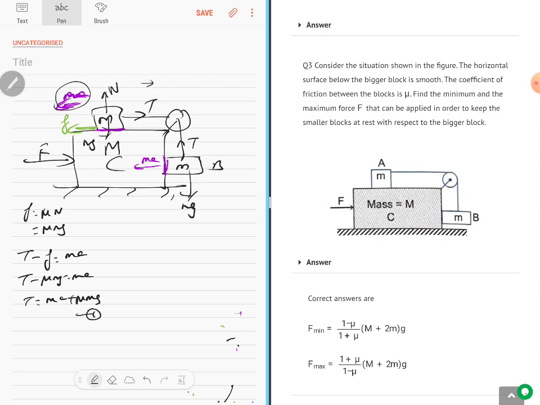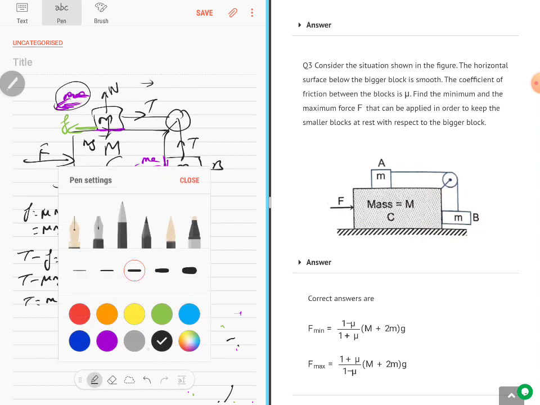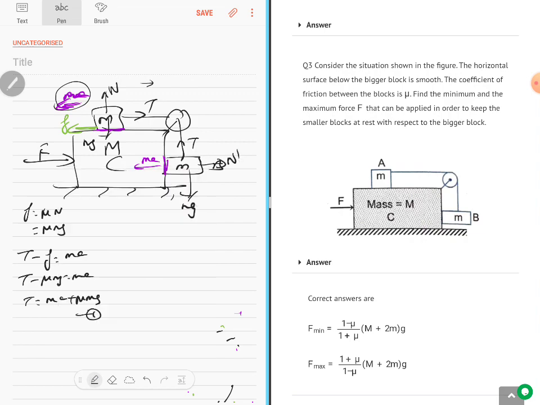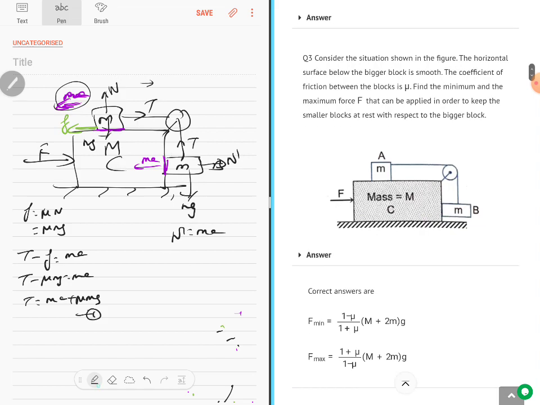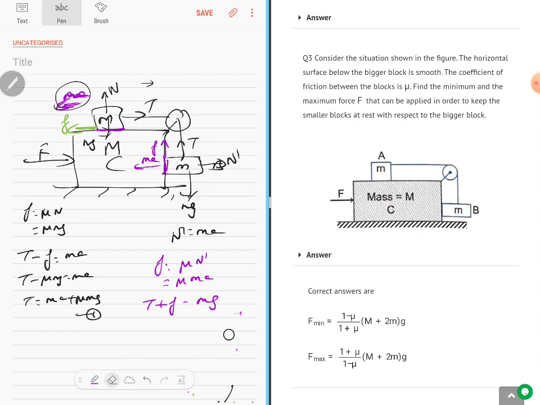There is an mg which is acting downward, and there is a normal reaction N dash here, and you know N dash is equal to ma in this case, and there is a frictional force, and the frictional force here will also act in the same direction as this. So frictional force is equal to mu into N dash, which is mu into ma, and resolving the vector, you know T plus F is equal to mg for it to be remaining stationary, and therefore T plus mu into ma is equal to mg. T is equal to mg minus mu ma.